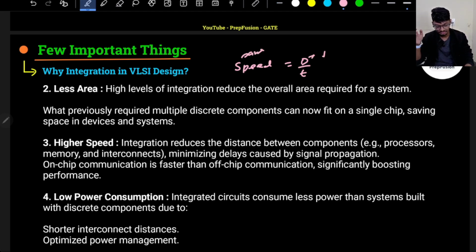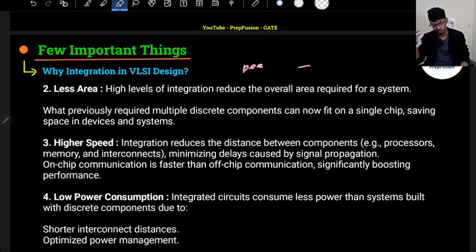My distance has reduced, so what will happen to time? Time will also be reduced, right? Because time is distance divided by speed. If the speed of electrons is the same and the distance has reduced, obviously time will reduce. It will take me a lesser amount of time for data to flow from transistor 1 to transistor 2. So definitely that will only be helpful to me. That's why the third point, higher speed.